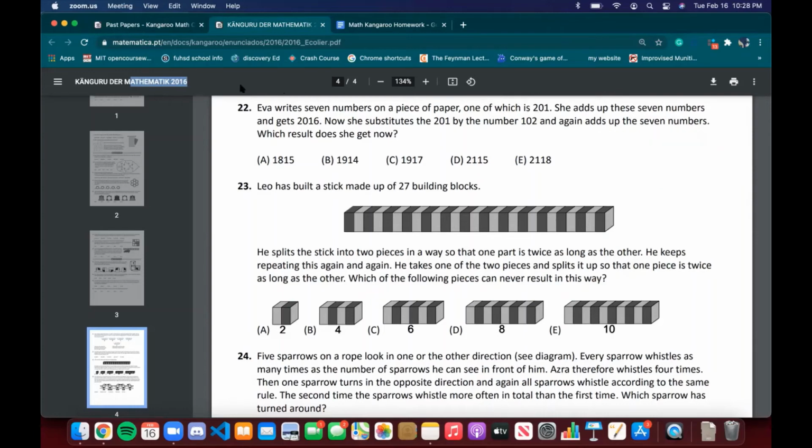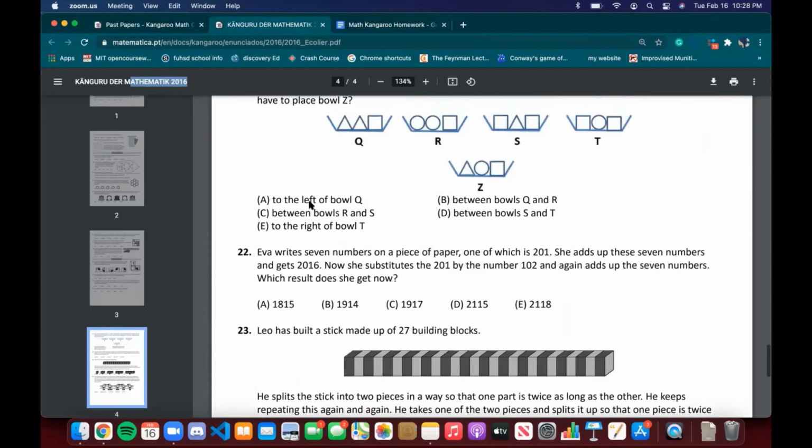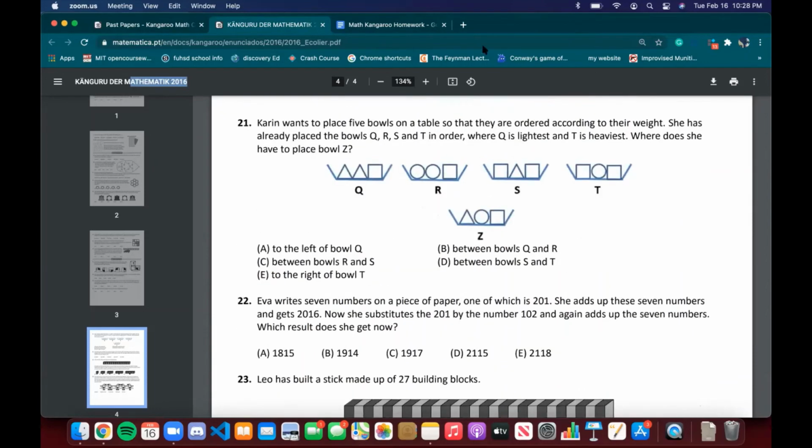Okay, so that was pretty easy. For here, you just use the simple trick that if they never say anything, you can assume that anything is correct. Now to 21. Karen wants to place 5 bowls on a table so that they are ordered according to their weight. She has already placed the bowls Q, R, S, and T in order, where Q is lightest and T is heaviest. Where does she have to place bowl Z?